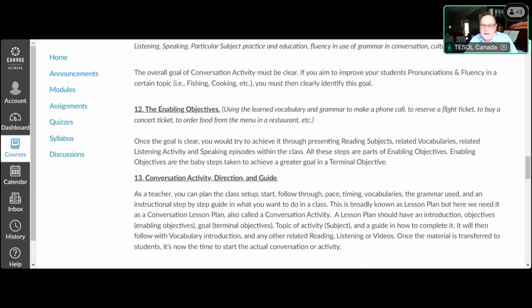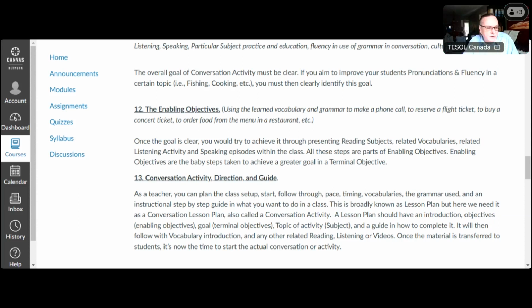Are you able to see the Canvas platform again, the conversation activities? Yes, and I can. Okay, we're going to continue, Malahay, because you're breaking up and I can't understand what you're saying because I can't hear you clearly. I think you have a bad internet connection again.